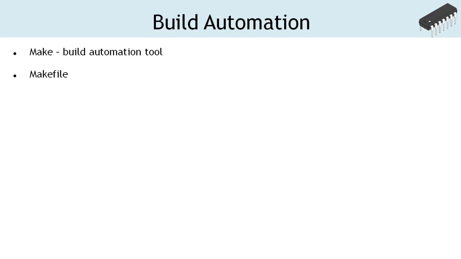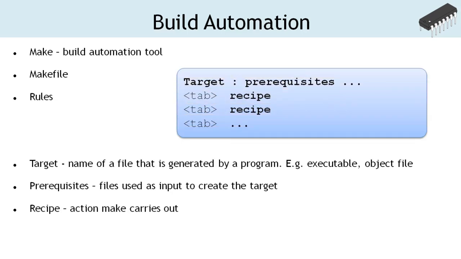A makefile defines one or more rules to build the target. The rules must be written in a specific format. First, targets should be specified, then prerequisites separated by a colon. Then the next line describes the recipe. A target is usually the name of a file that is generated by a program, for example, executable files and object files. A target can also be the name of an action to carry out, such as clean.